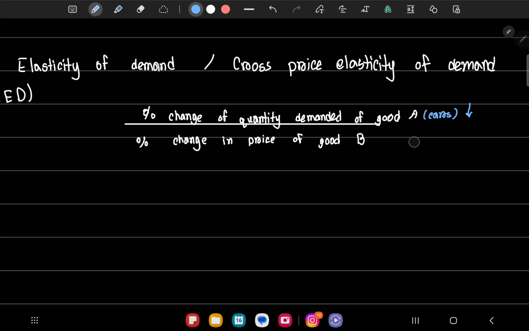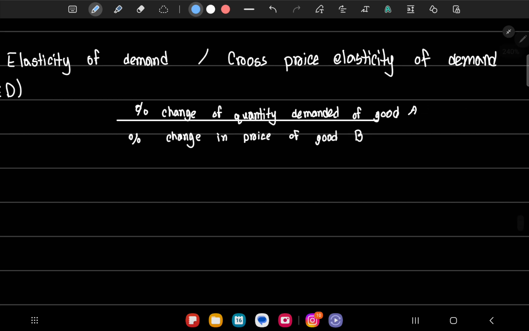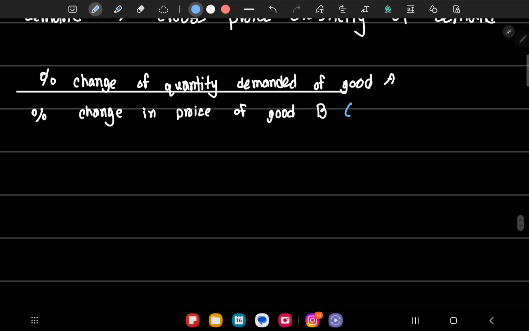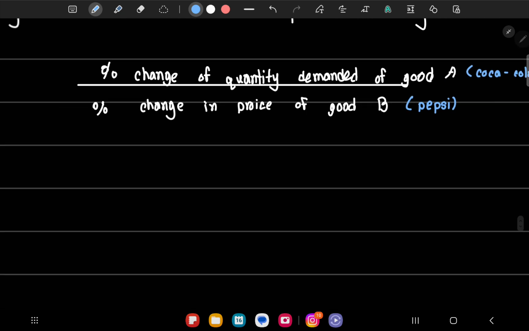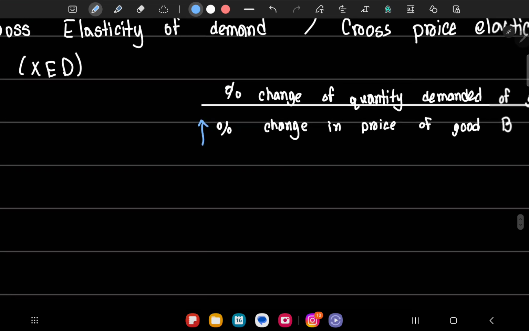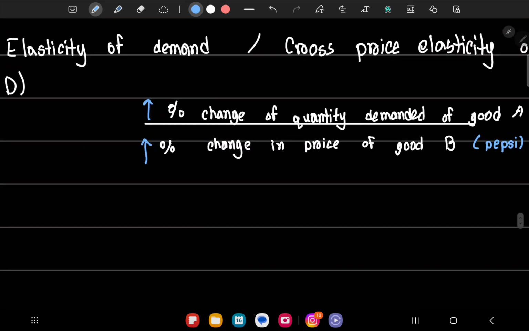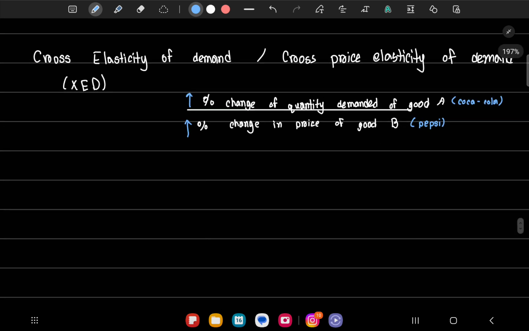On the other hand, we'll have substitutes as well. An example of substitutes would be Pepsi and Coca-Cola. So if the price of Pepsi goes up, people will shift to Coke. They'll buy less Pepsi and buy more Coke. So in a case like this, if the price of Pepsi increases, the quantity demanded of Coke will increase because fewer people are buying Pepsi, and people who used to buy Pepsi will shift to buying Coke, which will cause the quantity demanded of Coke to increase.